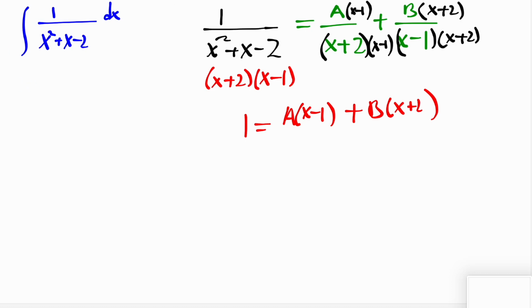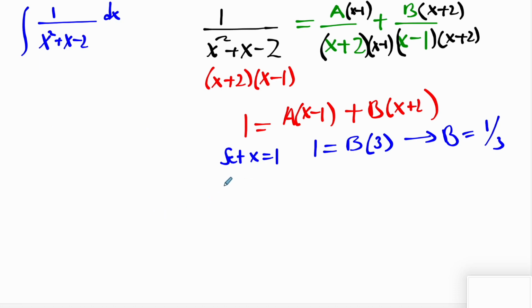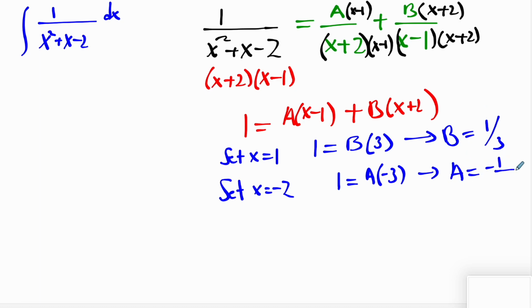And to continue solving for the unknowns, we'll make smart choices for the x values. So we'll set x equal to 1. This will be going away. When you plug in 1, this will be 0. So 1 is equal to B times 1 plus 2, which is 3. So this will result in B being 1/3. Set x equal to -2. 1 is equal to A times -3. And this will give us A as -1/3.